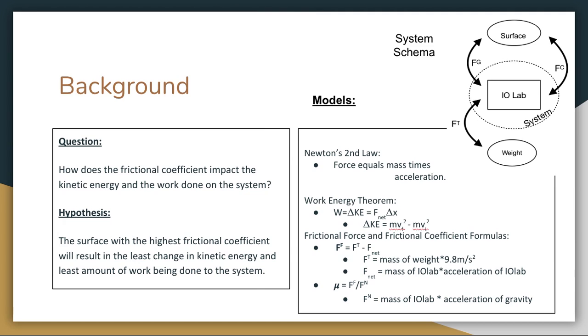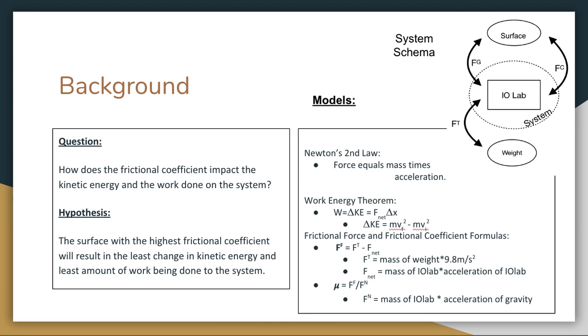Our system schema only has the IOLAB in it, which has a tension force, a gravitational force, and a contact force acted upon it. The tension force of the weight is putting energy into the system, and the friction and gravitational forces are taking energy out. Some important physics models and equations that we use to calculate the results of our experiment are Newton's second law, the work-energy theorem, and the frictional force and coefficient formulas. We also made free body force diagrams and will be seen on the following slides.